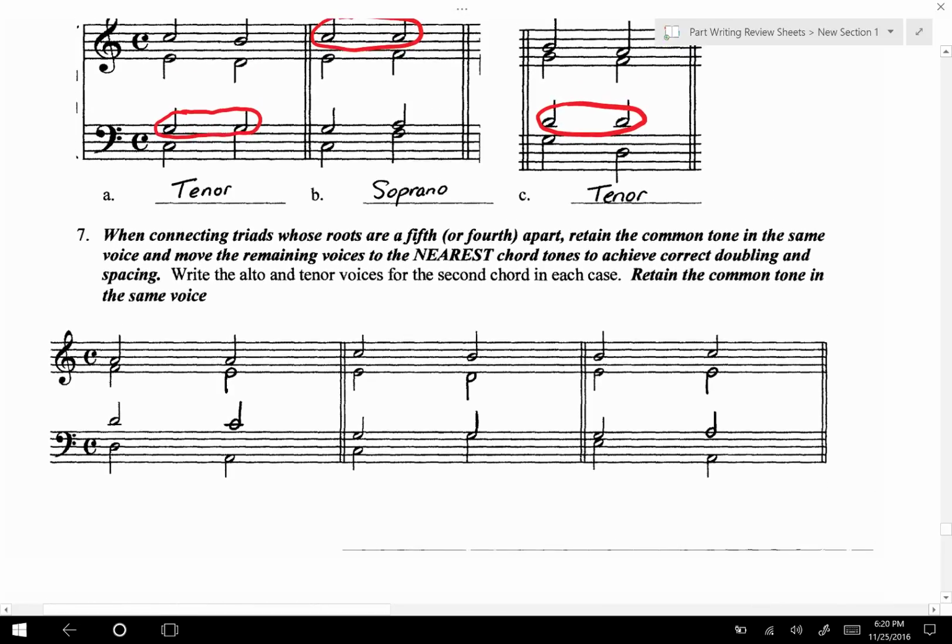Number 7, when connecting triads whose roots are a fifth or a fourth apart, we already know this, but let's review. We retain the common tone in the same voice and move the remaining voices to the nearest chord tones to achieve correct doubling and spacing. So we'll write the alto and tenor voices for the second chord in each case, and we'll retain the common tone in the same voice. Spell your triads.